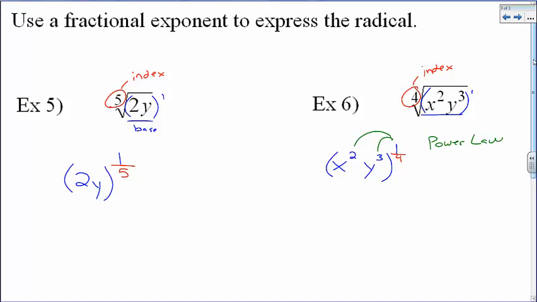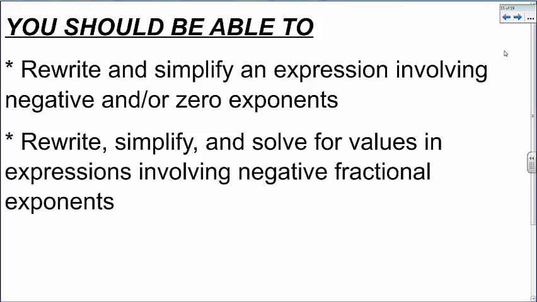If you have a keen eye, once again, you will notice that the resultant answer is everything that's underneath the radical having its power divided by the index. So here, we took x squared and divided by the index 4, and we came out to x to the 2/4, or x to the 1/2. We took y to the third and divided its power by 4, and got y to the 3/4. Either way is correct. Here are the skills that you should be able to do.